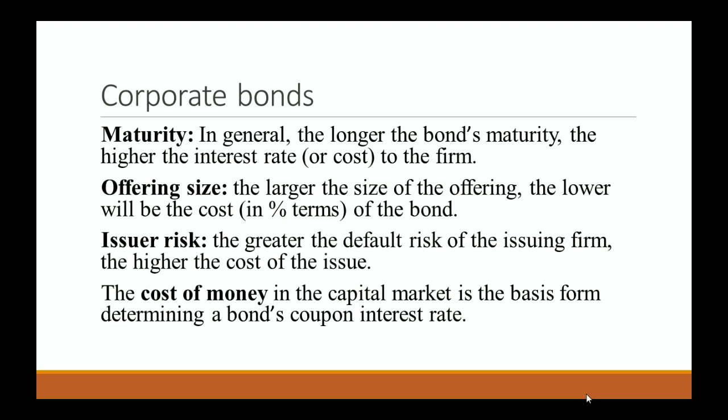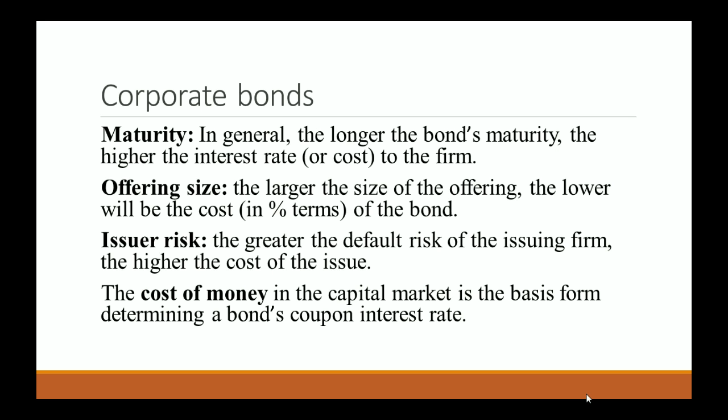Offering size, this is the number of bonds issued. And the larger the size of the offering, the lower the percentage cost of each bond. So if a company were to issue $1,000 bonds, the cost per bond is fairly small. If they only issued 1,000 $1 million bonds, the cost per bond is much larger. So it varies depending upon the offering size.